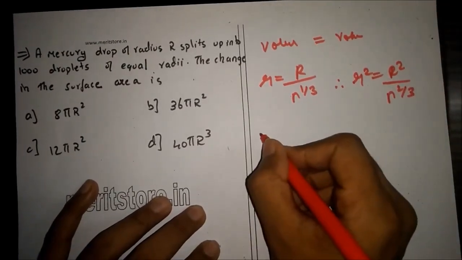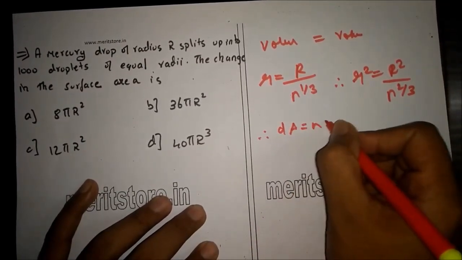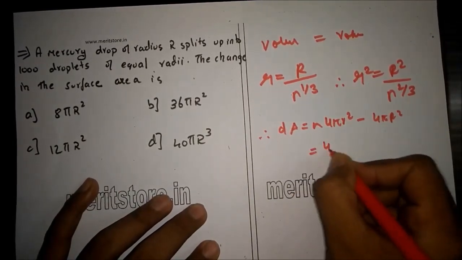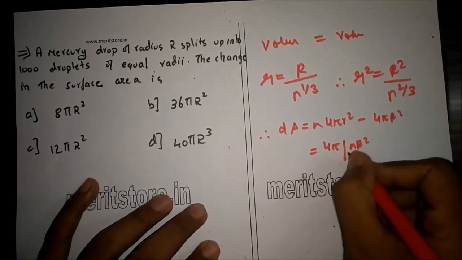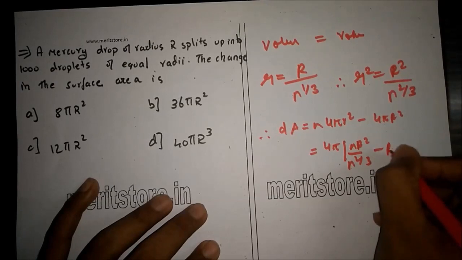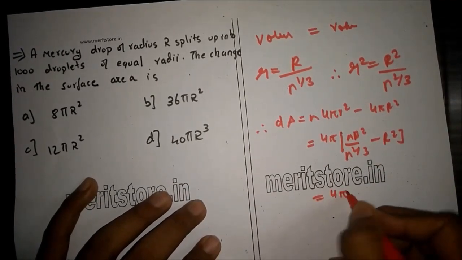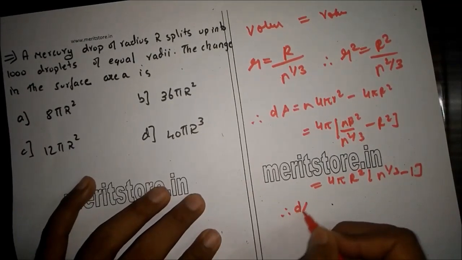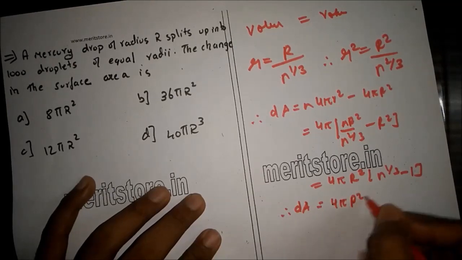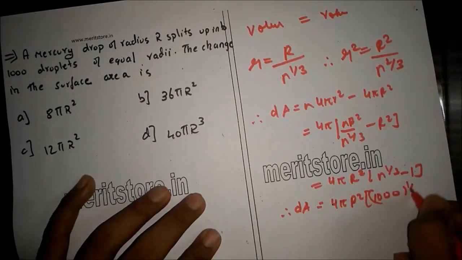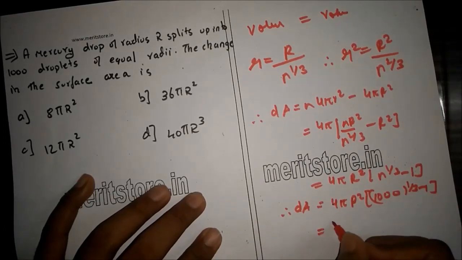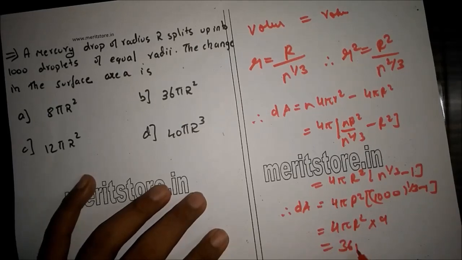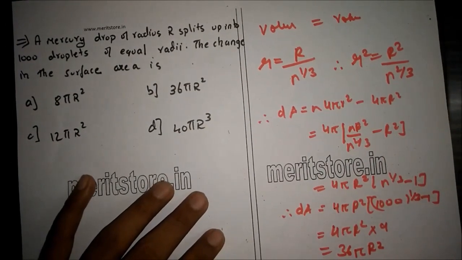Therefore, the change in the area dA will be n into 4 pi r square minus 4 pi capital R square, which is equal to 4 pi n r square upon n raised to 2 by 3 minus capital R square, which is equal to 4 pi capital R square into n raised to 1 by 3 minus 1. Therefore, dA will be equal to 4 pi R square into 1000 raised to 1 by 3 minus 1, which is equal to 4 pi R square into 9, which is 36 pi R square. Therefore, the correct answer is option B.